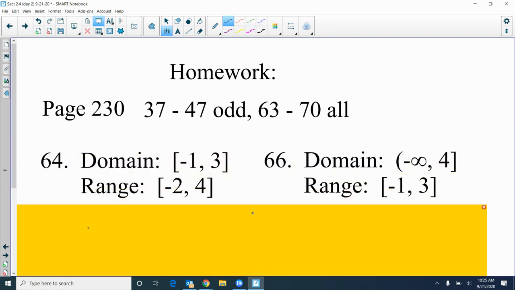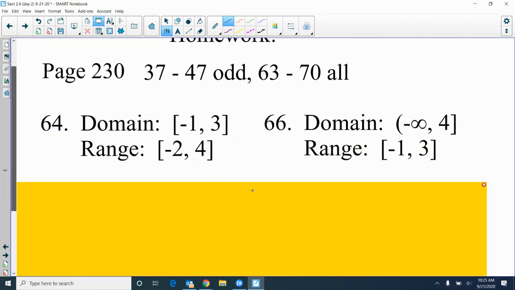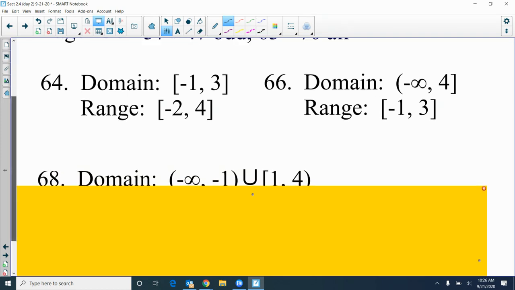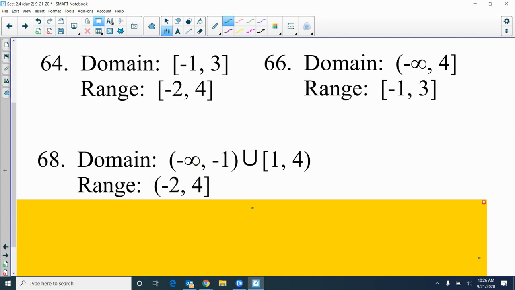All right, 64 and 66, -1 to 3, -2 to 4, got it. Negative infinity to 4, -1 to 3, got it. So good on those two. Domain, negative infinity to -1, union 1 to 4, good.